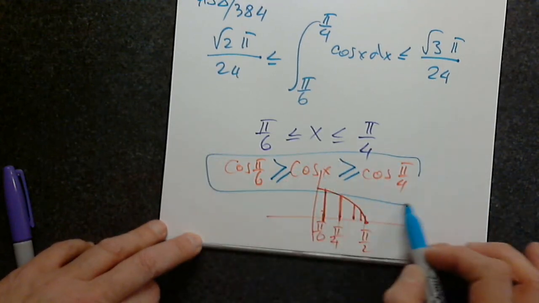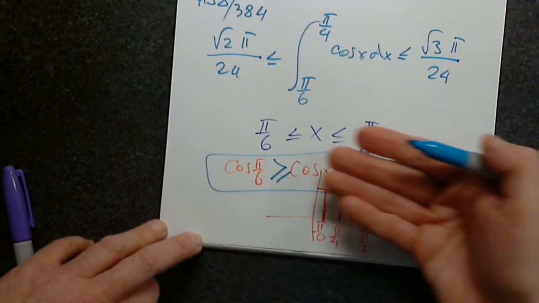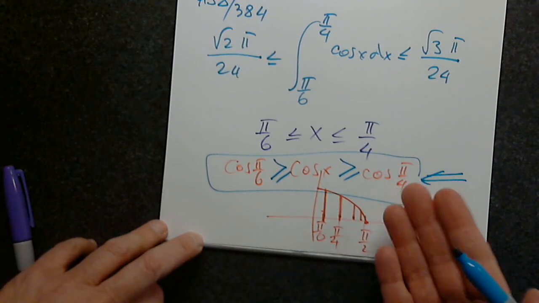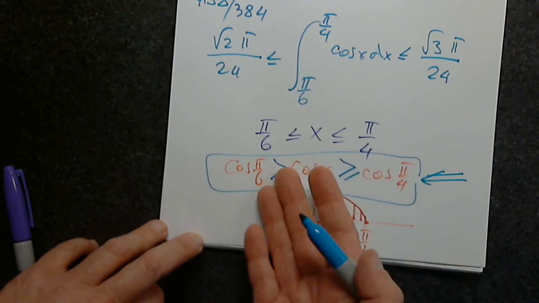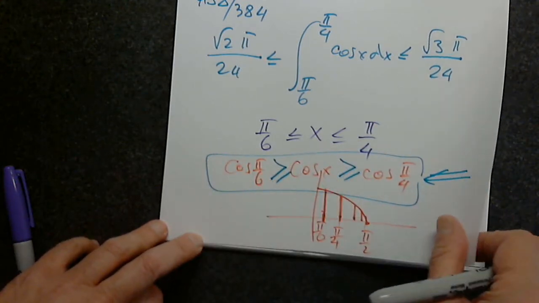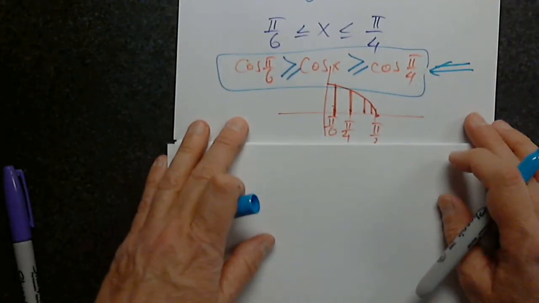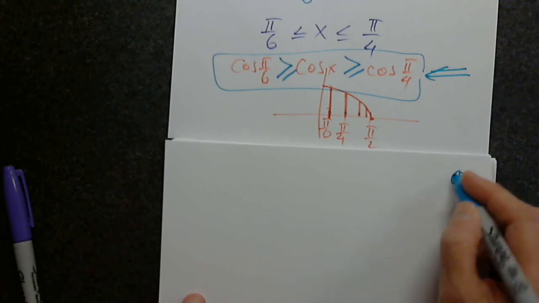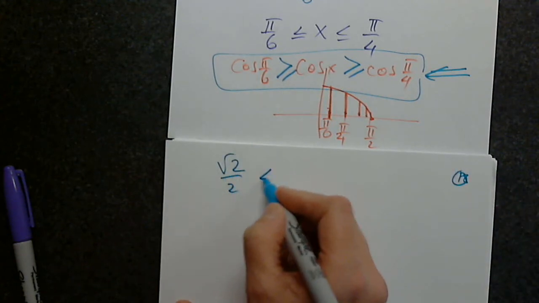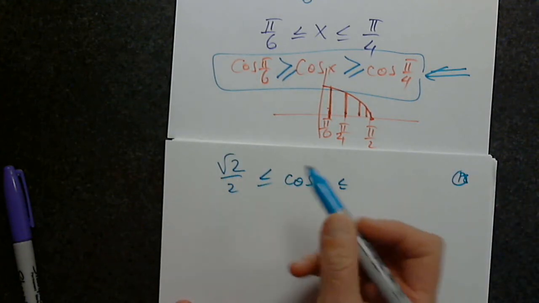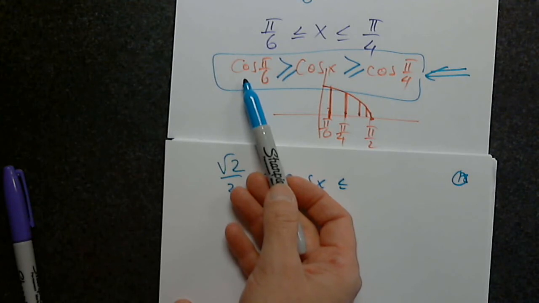Now I can write this inequality from here. Cosine pi over 4 less than or equal to cosine x less than or equal to cosine pi over 6. How much is cosine pi over 4? So that's the square root of 2 over 2 less than or equal to cosine x less than or equal to, what is this?